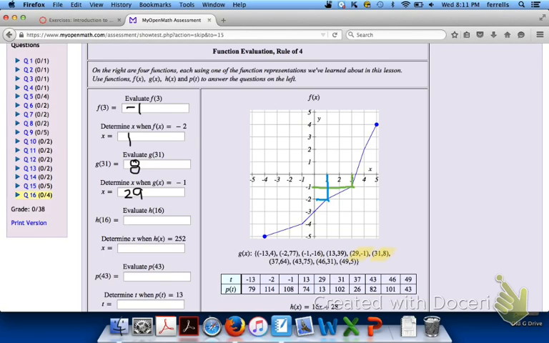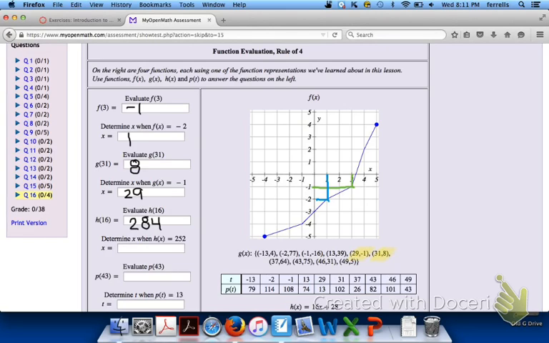Okay. Now I'm going to move over to h. So notice that h is that formula at the very bottom. It asks me to evaluate h of 16. Okay. So the formula I have is 16x plus 28. I need to plug 16 in for that x value. So I'm going to have 16 times 16 in this case, plus 28, and that's going to give me 284.